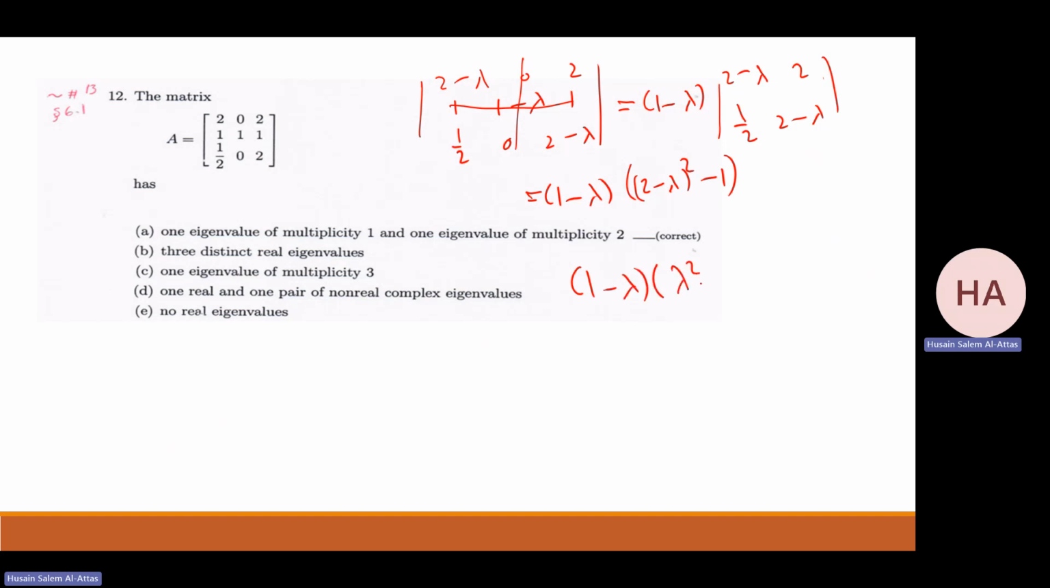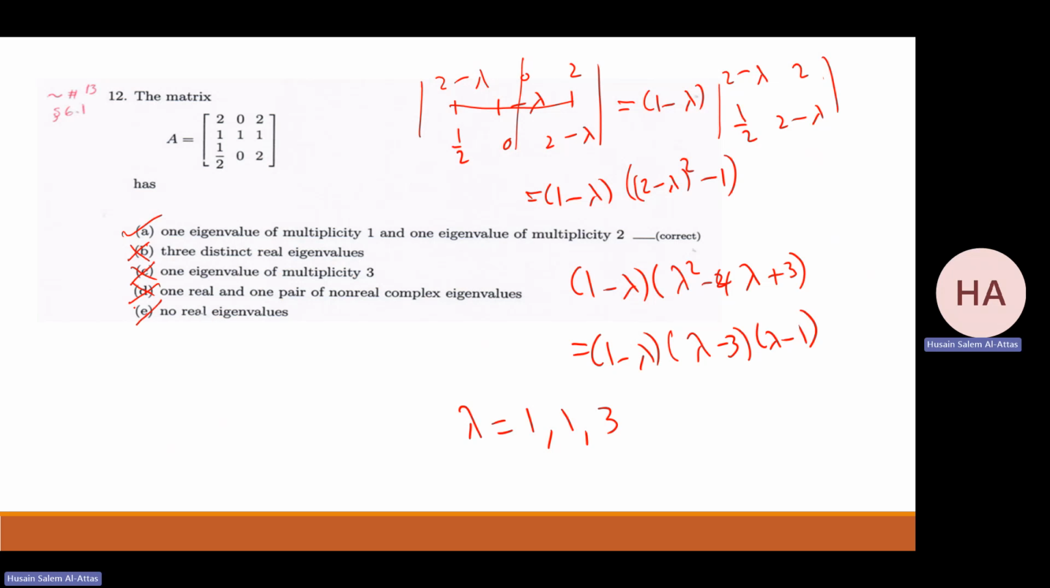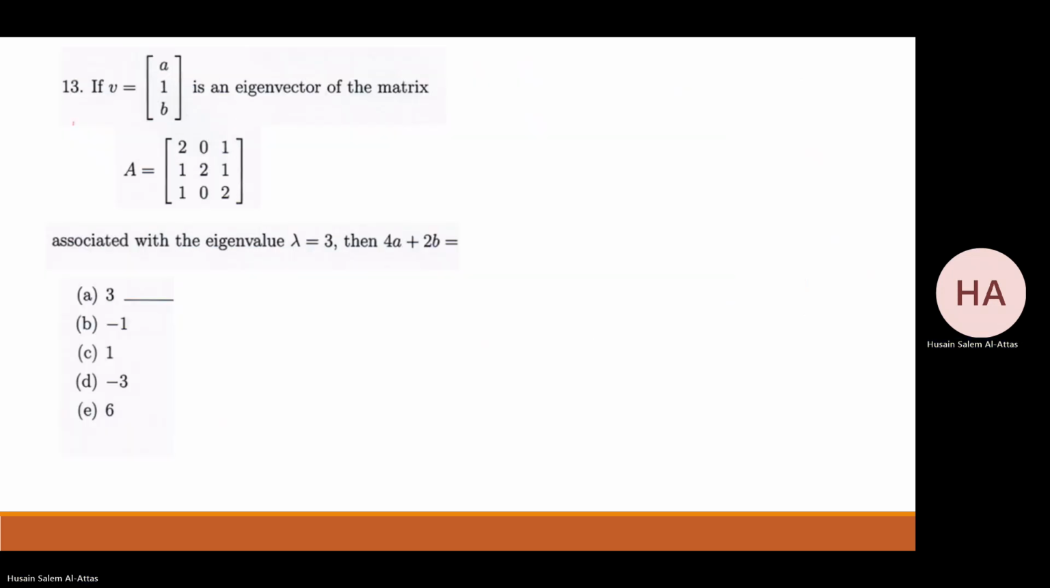This is lambda square minus 4 lambda plus 4 minus 1, plus 3. So I have 1 minus lambda and lambda minus 3, lambda minus 1. So what are the lambdas? 1, 1, 3. So I have one eigenvalue multiplicity 1 and one eigenvalue multiplicity 2. That's correct. 3 distinct? No. One eigenvalue multiplicity 3? No. One real and one, no, not real. No real, no. So this is my answer.